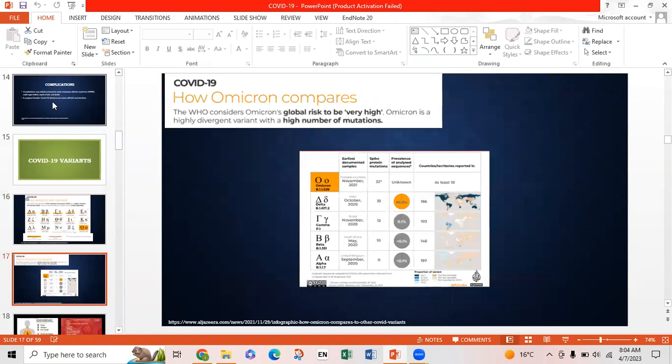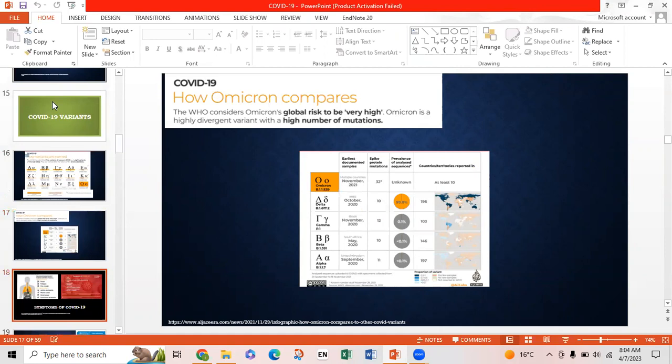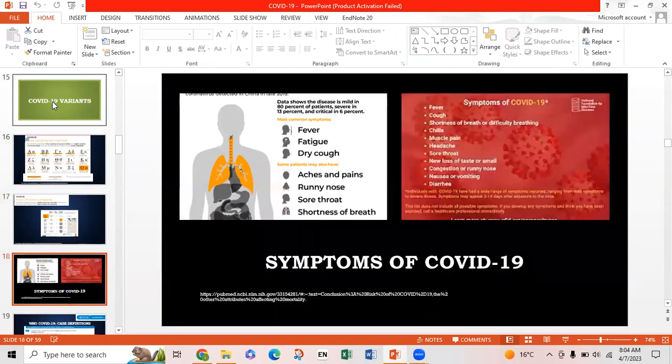The WHO considers Omicron's global risk to be very high. Omicron is a highly divergent variant with a high number of mutations. Symptoms of COVID-19: data shows that the disease is mild in 80% of the patients, severe in 13%, and critical in 6% of the patients.